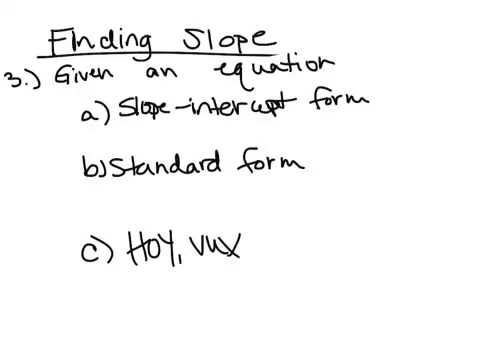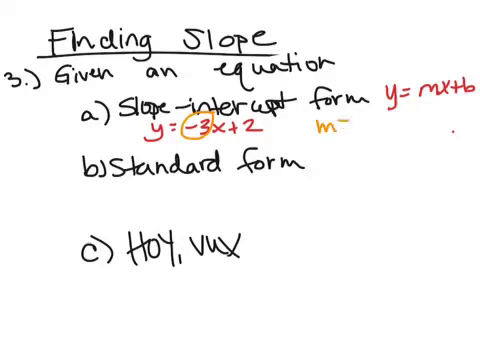So I could be given an equation in different forms. If I'm given an equation in slope-intercept form, that means that I have y completely by itself. So for example, if I have y equals negative 3x plus 2. Here, I'm in y equals mx plus b form. So my slope is simply the coefficient of my x. The coefficient of my x is negative 3, so that means that my slope is negative 3.